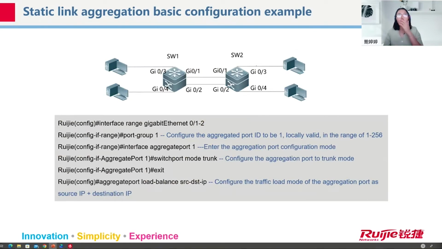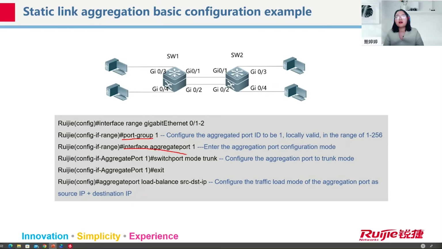And here is an example. For example, now switch 1 and 2. Interface 1 and 2 are directly added into port group 1, right? We don't create the AP at first, because if we directly add the interface into the AP, AP port 1 will be configured automatically.